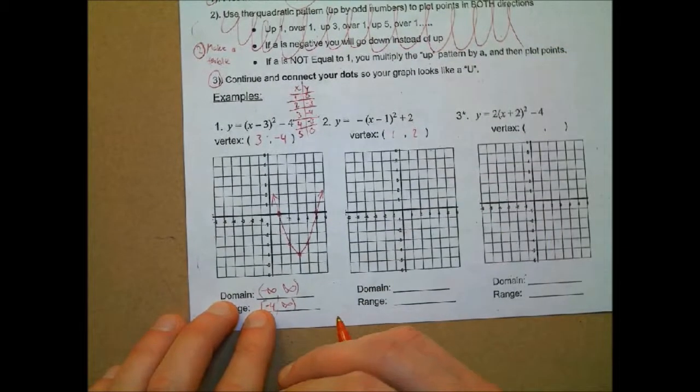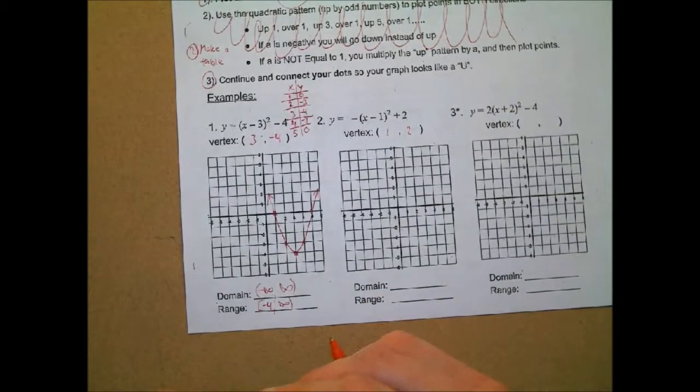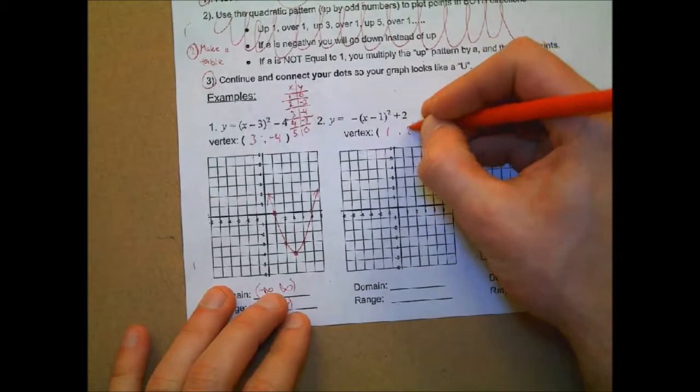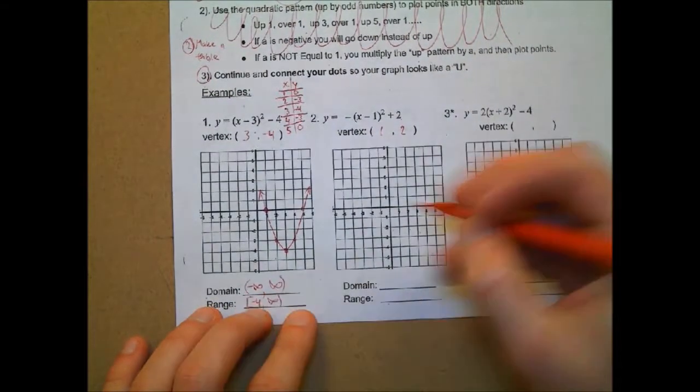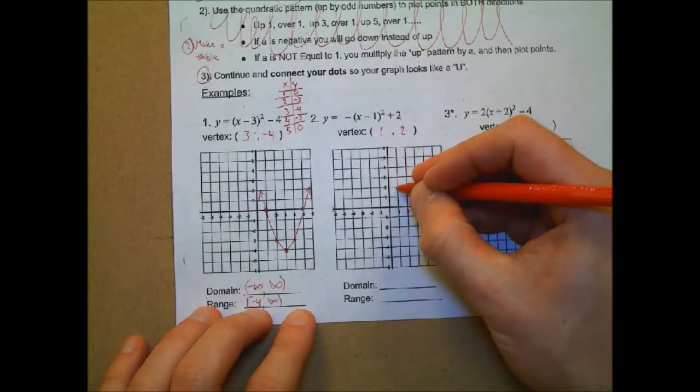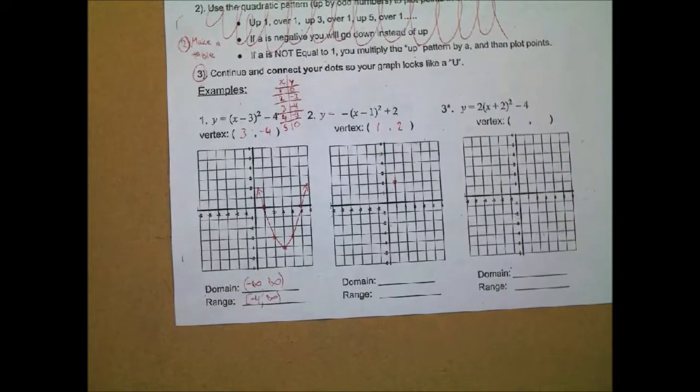One, 2 is right, Sierra. Okay. So we're going to plot that point. 1, 2. Okay. Now, I got my vertex. I need to go to my table. I'm going to use another table here.